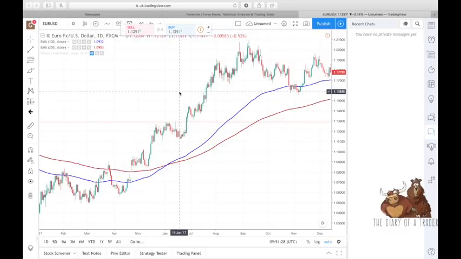And the way to enter is you enter on a break of the inside bar and you have your stop either at halfway, 50% of the inside bar, or all the way down at the lows. I'd only trade them in a very aggressive trend.